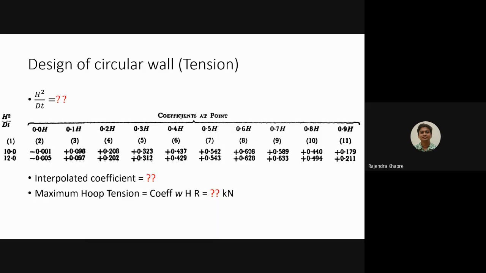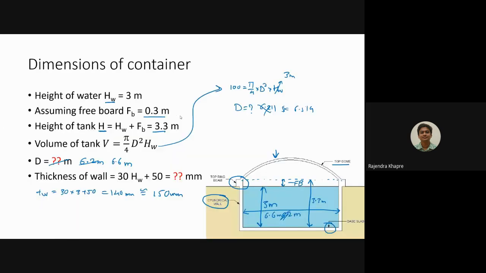Here there is a trick you need to understand. Remember, I have taken the height of the water as 3 meter, but I have taken the height of the tank as 3.3 meter. If you construct this wall, the owner can fill water up to 3.3 meter. If you use 3 meter, you will get a quantity of 100 meter cube, but if the user wants more water, he can even fill up to 3.3. So ideally, you should design the structure for 3.3.